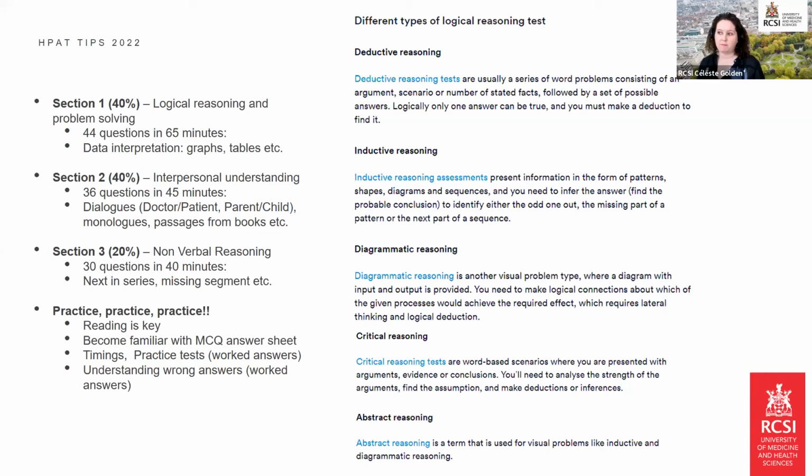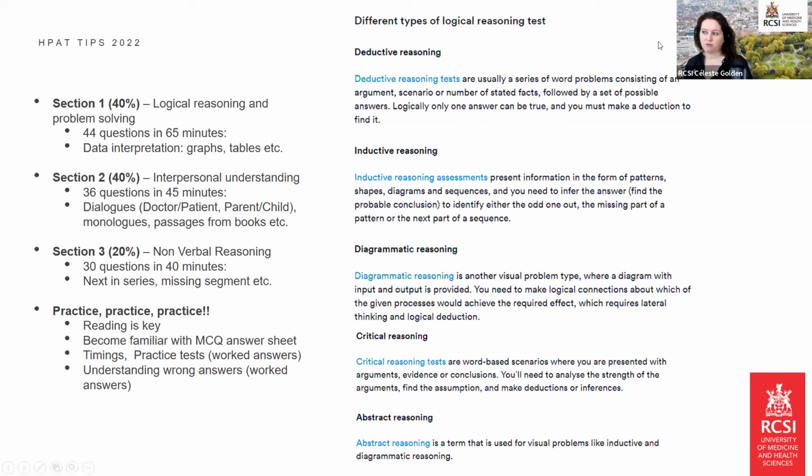The problem is timing. So you've got 44 questions in 65 minutes in section 1. You've got 36 questions in section 2 that you must answer in 45 minutes. And then in section 3, you have 30 questions in 40 minutes. So essentially you have a minute, maybe a minute and 10, a minute and 20 seconds to read, understand, and go through the questions and answers and decide which is the best, most appropriate answer here.